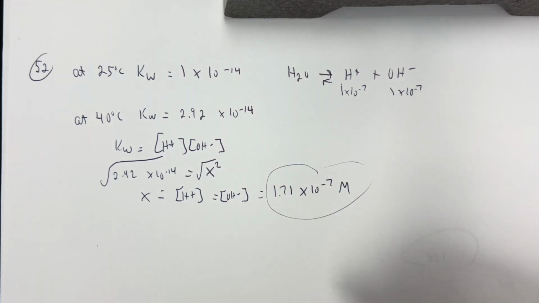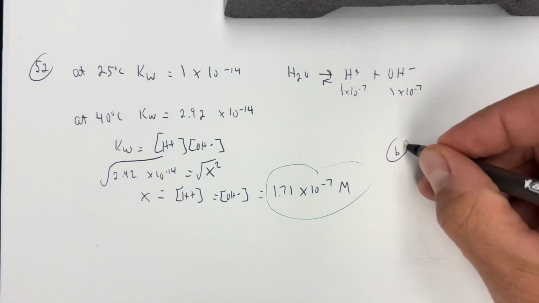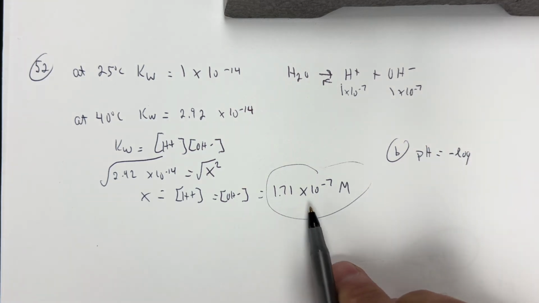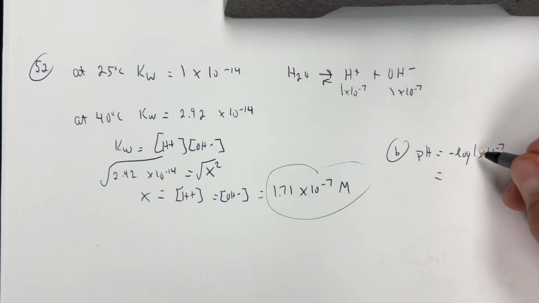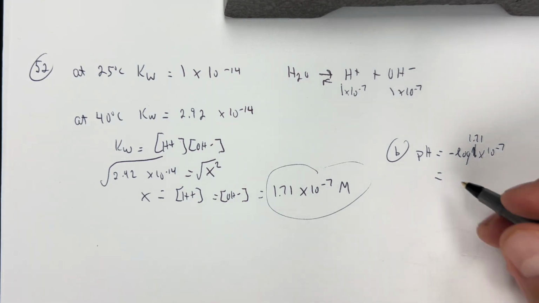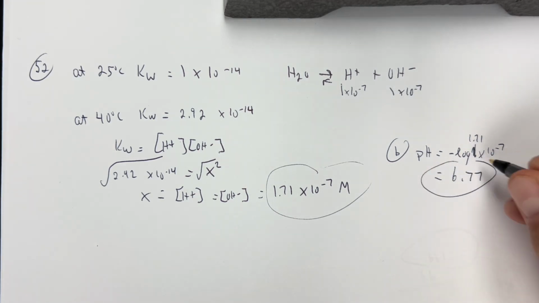There's letter A. Letter B wants to know what the pH of the water would be. So pH equals negative log of your concentration of H plus, and this is your concentration of H plus. So negative log of 1.71 times 10 to the negative 7th, that is your concentration. So about 6.77, so the pH is a little bit lower.